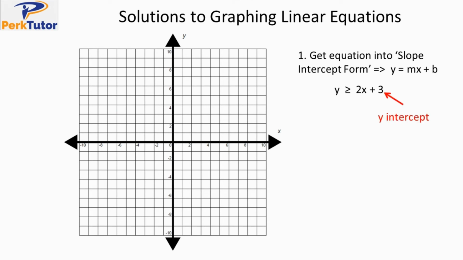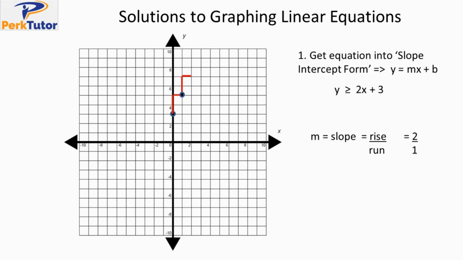So go over to your graph at y is equal to 3 and place a dot there. Next, you'll need to find the slope, which is defined as the rise over the run. Looking at the coefficient, or the number in front of x, you'll see it's a 2. This slope needs to be expressed in a fraction format, so let's put 2 over 1.